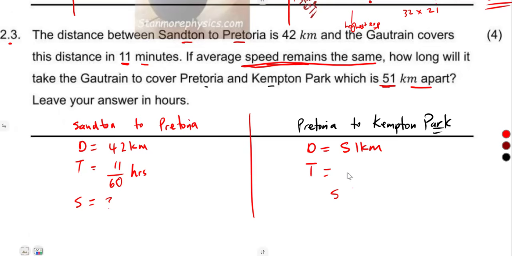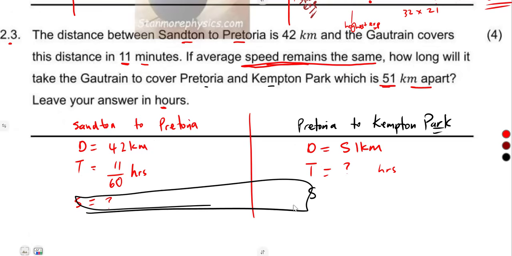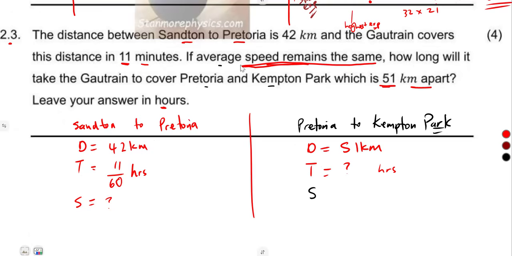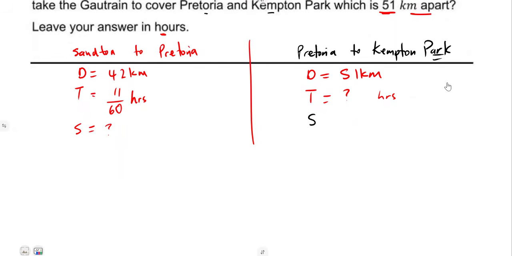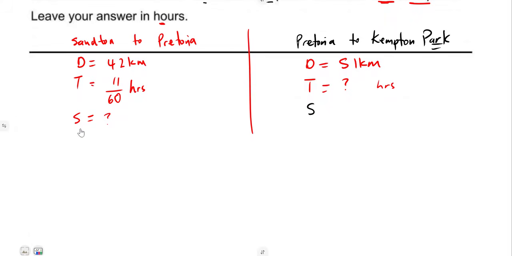We do not know the time. We are asked, how long? What is the time? Leave your answer in hours. So we need the time in hours. So remember that what we only have between these two that is the same, it is the speed. If the average speed remains the same, what you're going to do is to calculate the average speed from this side. So if you check your memo, it made a mistake on the time.